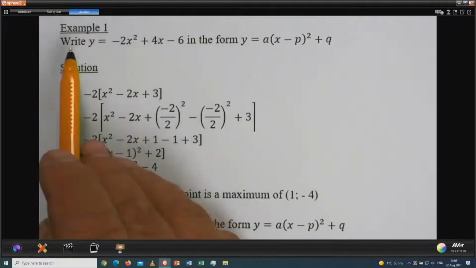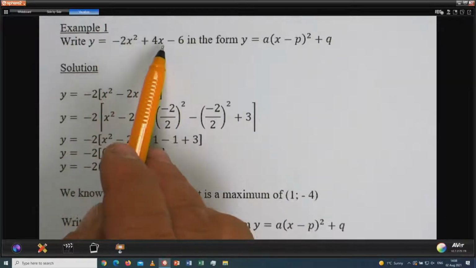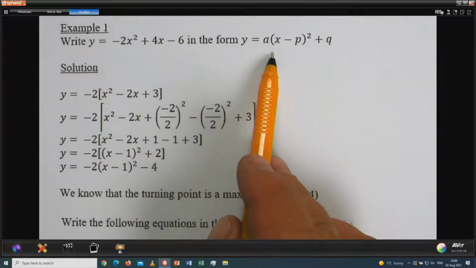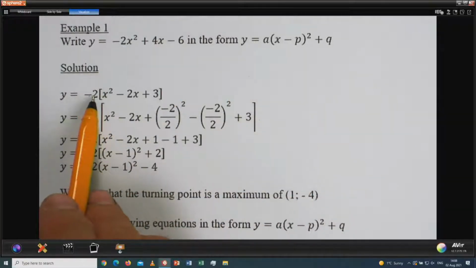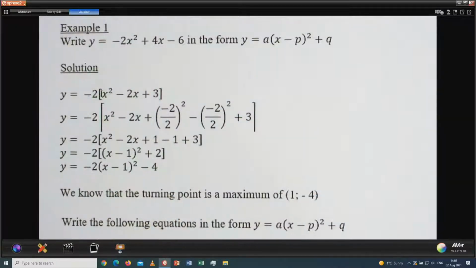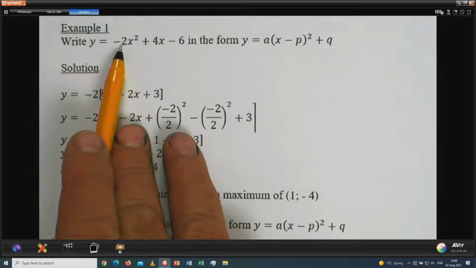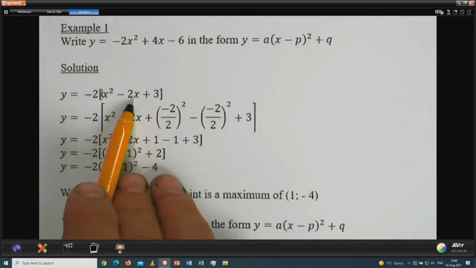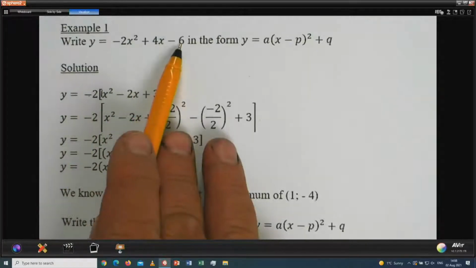Now in this case, we need to write y equal to negative 2x squared plus 4x negative 6 in that form. So we're going to complete the square. The first step is to take out negative 2, because we've got to make the coefficient of x squared in the brackets 1. Now, negative 2 times x squared is negative 2x squared. Negative 2 times negative 2x is positive 4x. And negative 2 times positive 3 is negative 6.